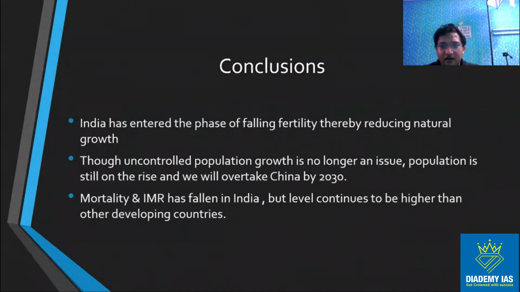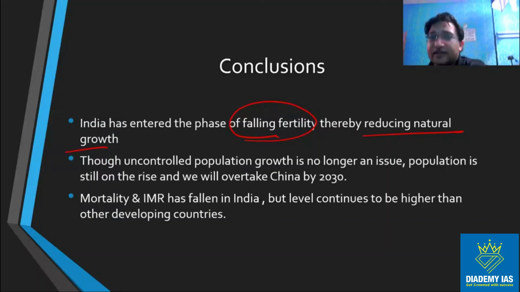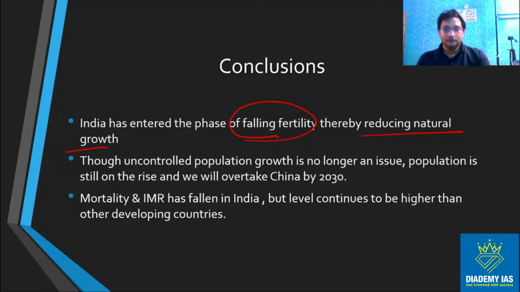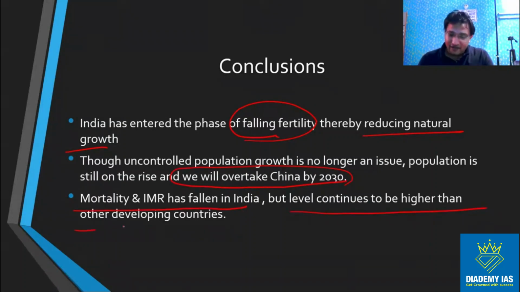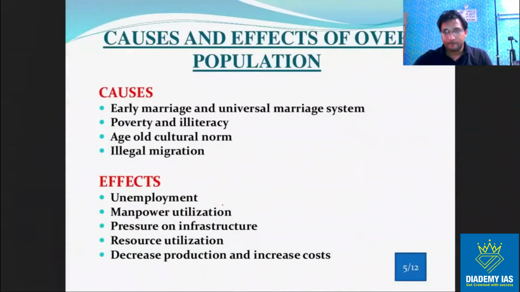India has entered the phase of falling fertility, okay, thereby reducing the natural growth. So we have already seen between 2001 to 2011 the population growth rate declined. Though uncontrolled population growth rate is no longer an issue, population is still on the rise, and we will overtake China by 2030. Mortality and IMR has fallen in India, but still it continues to be higher than the other countries.